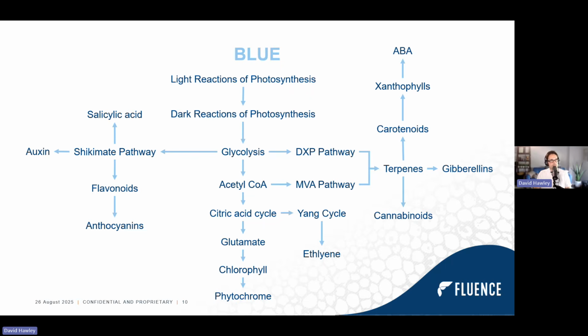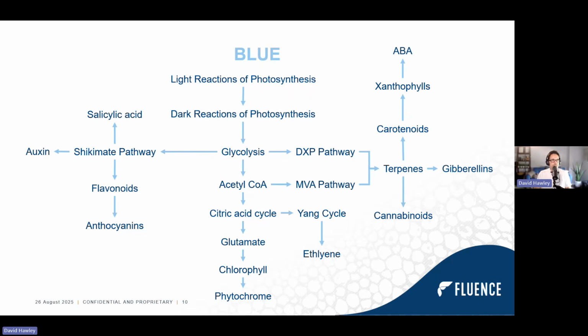Or you can go this way. You can consume your sugars and go through the shikimate pathway. You can make things like flavonoids and anthocyanins. Those are like those dark purple pigments that you see in grapes and blueberries. You can also make salicylic acid and auxin, right? Two more plant hormones.